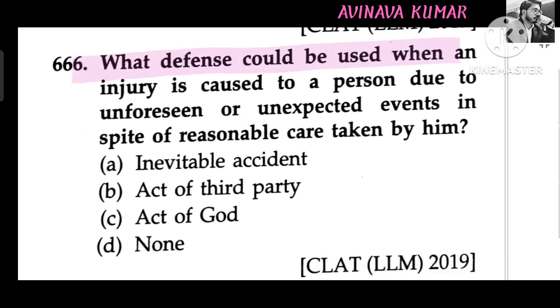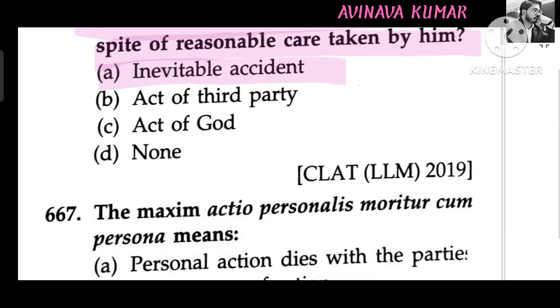What defense could be used when an injury is caused to a person due to an unforeseen or unexpected event in spite of reasonable care taken by him? Inevitable accident.